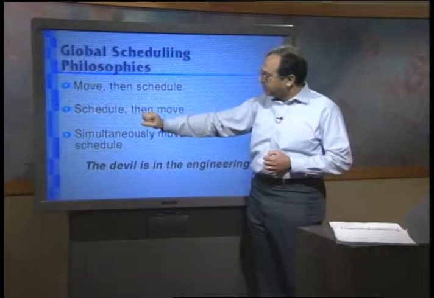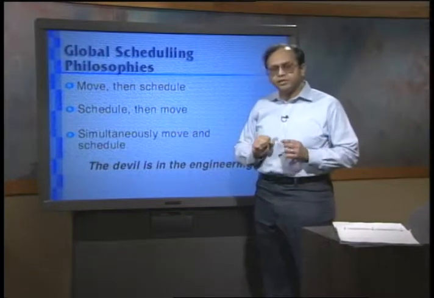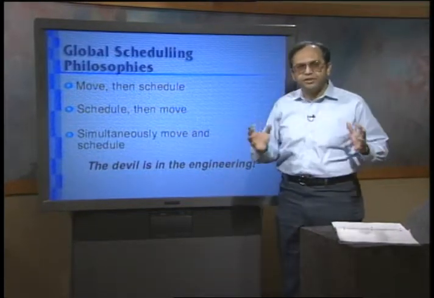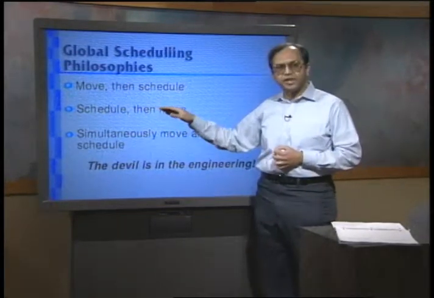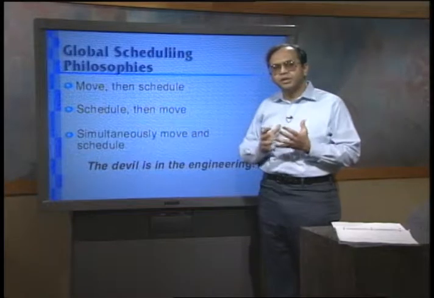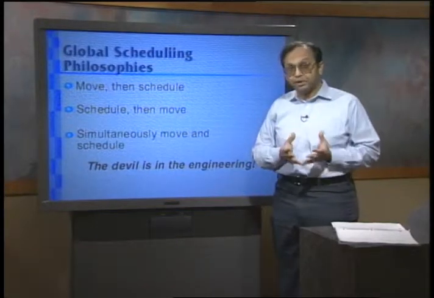The other approach might seem strange at first. It is first just schedule it, ignore all code motion, and then come back, look at the schedule, and figure out, in fact, what kind of code motion was implied by the schedule.